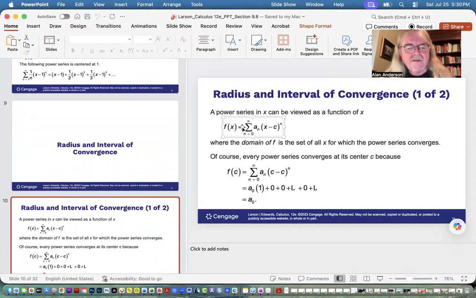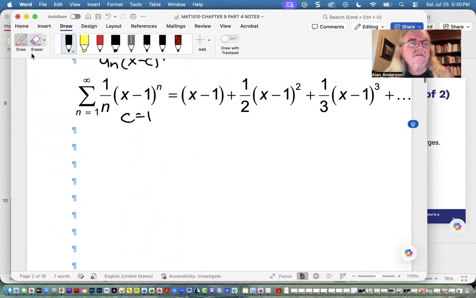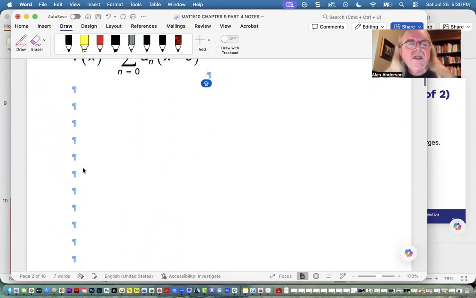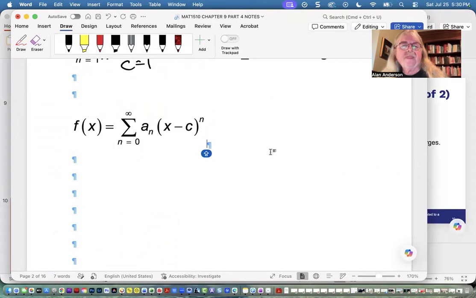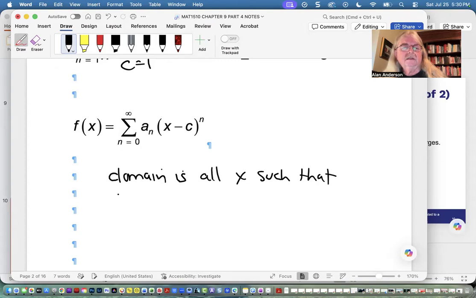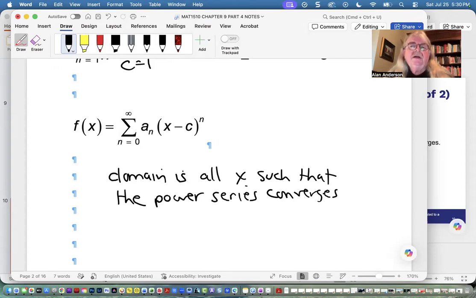So here's a function. The function is a power series. And they would like us to notice that the domain here is all x such that the power series converges. Now, when it says converges, what they really mean is this. Depending on what x or c we choose, we want this infinite sum to equal some specific constant.